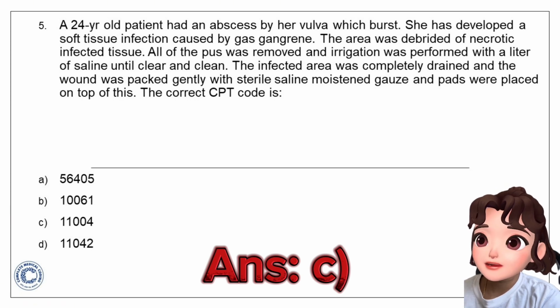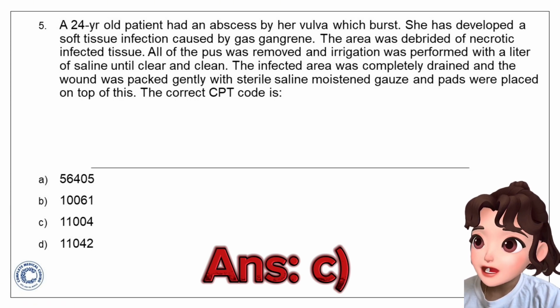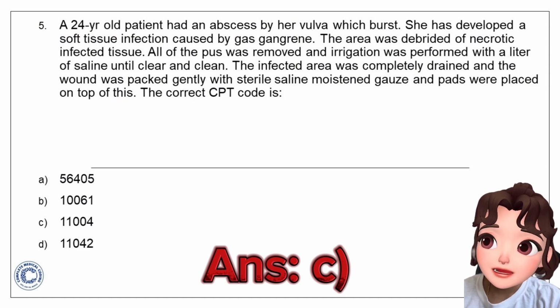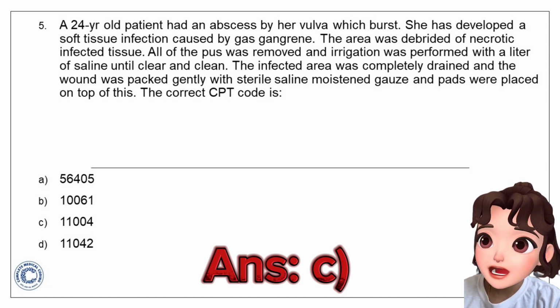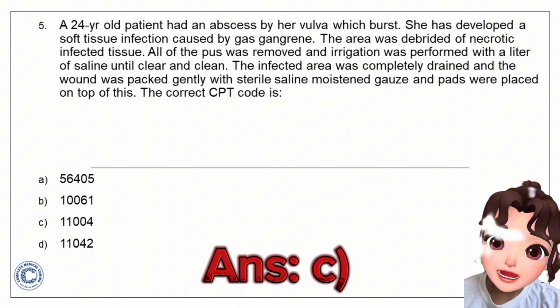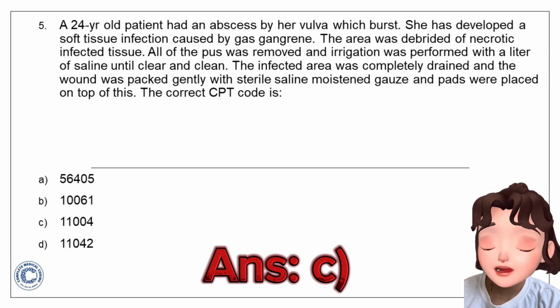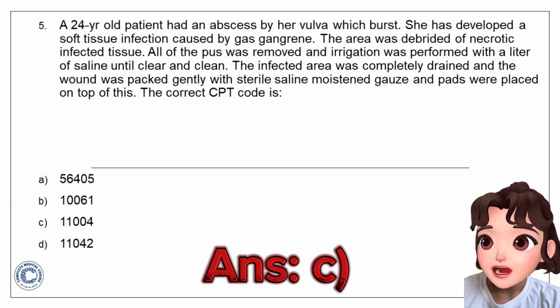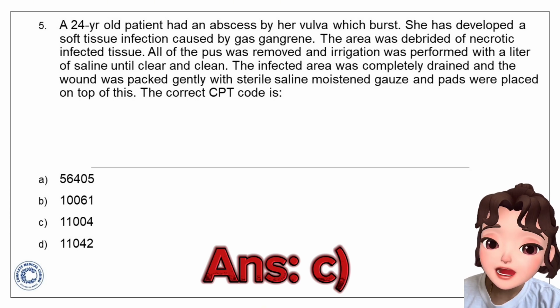This is how you need to find the answer. Don't blindly think that since the question is related to female genitalia, the answer should be from the 50,000 series. No, here the procedure carried out is debridement, so you have to code for debridement. If the question had mentioned I&D, incision and drainage, then you could code from the 50,000 series for genitalia. Anyway, in this question the correct answer is option C, 11004.